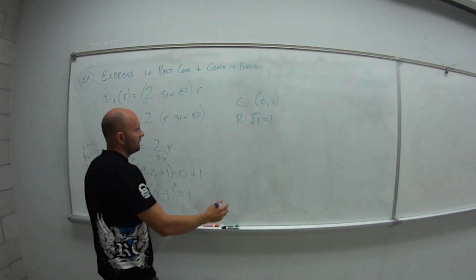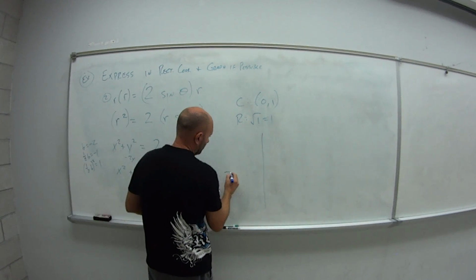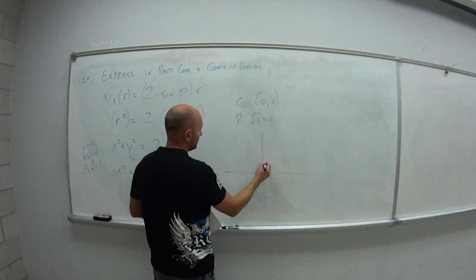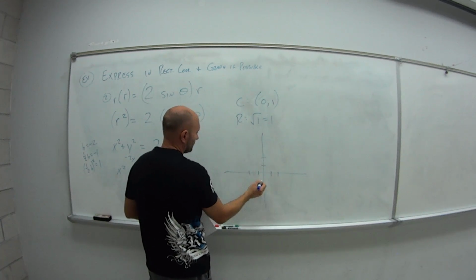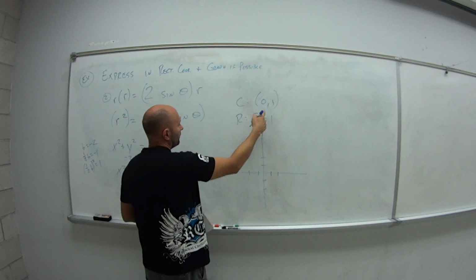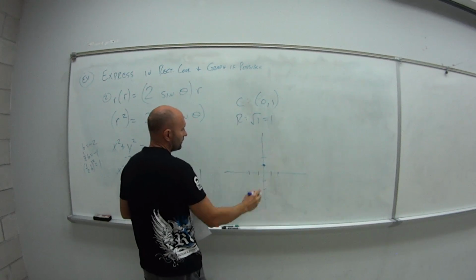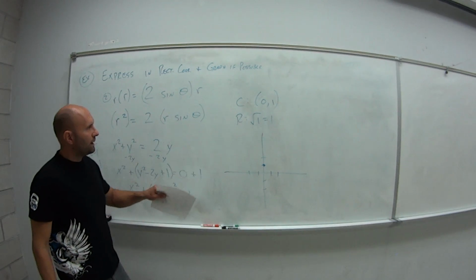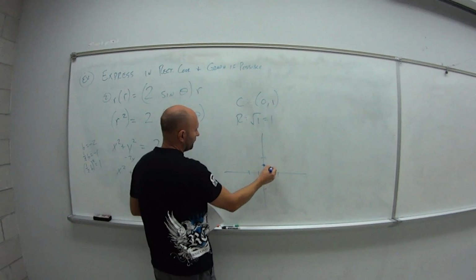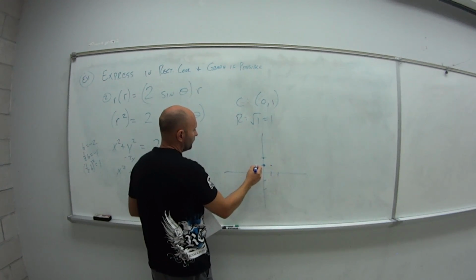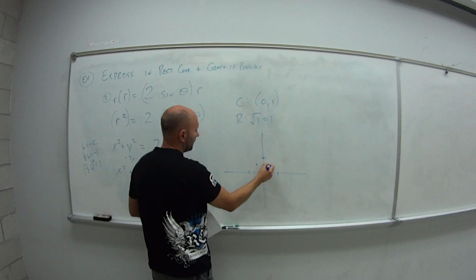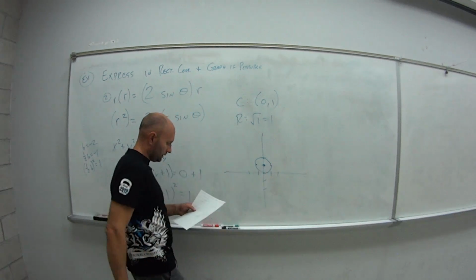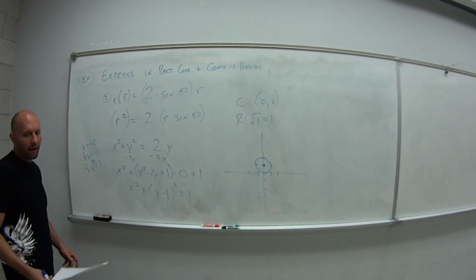This problem asks me to graph. So it's a circle. The center is at 0, 1, which is here. And then the radius is 1. So 1 unit to the right, 1 unit up, 1 unit to the left, 1 unit down. That gives me a circle that looks like that.